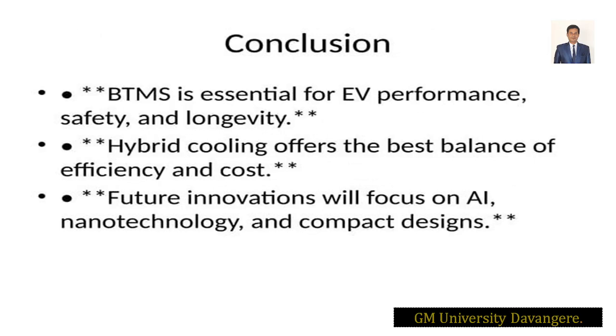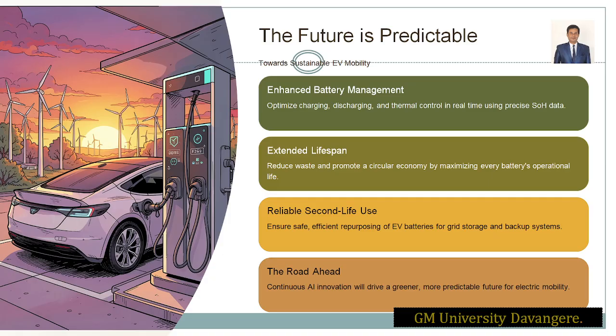Right. So from this, what is the conclusion from our discussions? The BTMS is essential for the EV performance, safety, and the longevity of the battery. And also, a hybrid cooling offers the best balance of efficiency and cost. And for future innovation, they should focus more on AI, nanotechnology materials, and compact design. All right. When you talk about the future trends, as I told, focus more on the battery enhancement system, right? Extend the life of the batteries and try to improve the battery reliability for the second life use.